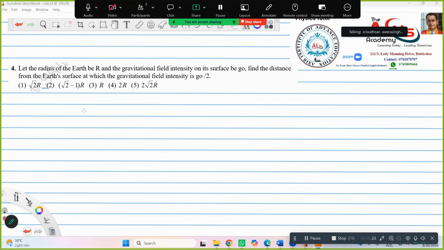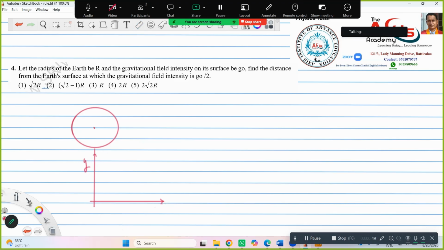We know, like we have the theory outside the Earth's surface. Gravitational field intensity, acceleration due to gravity, or gravitational field strength, there are different terms. Outside the Earth's surface, it will reduce like this. How?